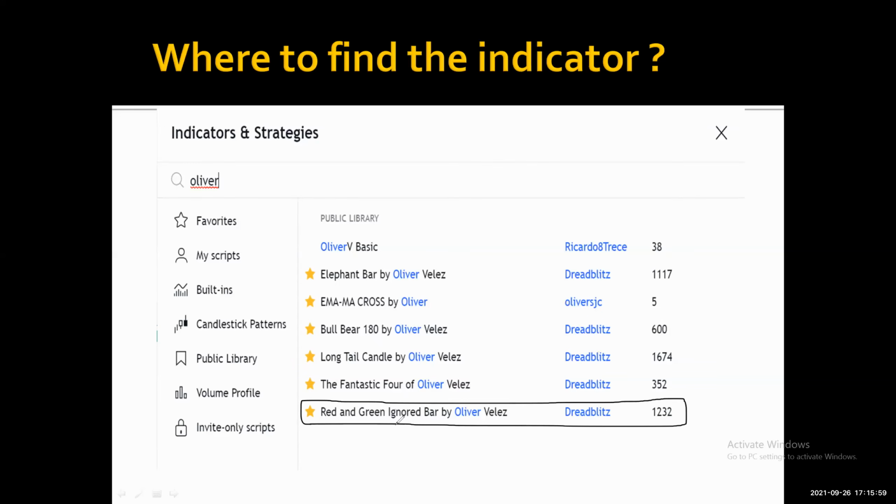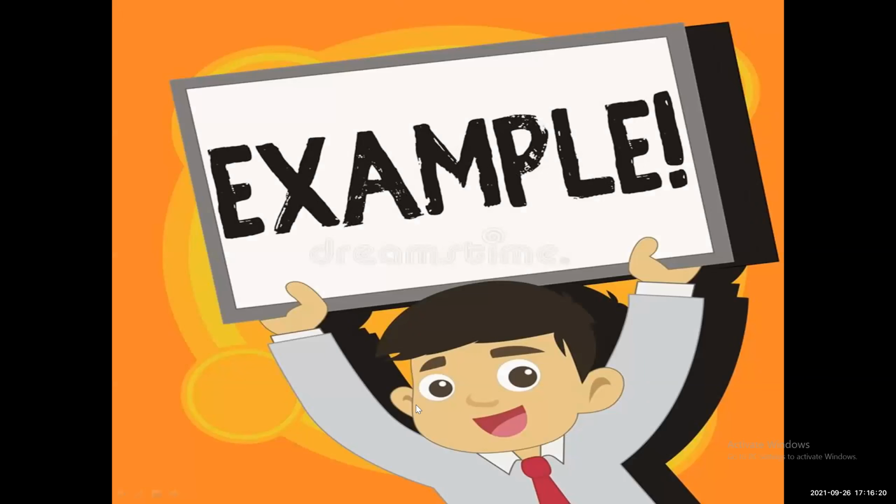हम ये सब बाद में जरूर करेंगे, but अभी हम इसी इंडिकेटर के बारे में बात कर रहे हैं। इसकी जो liking on the TradingView is 1232 and the author is Dread Blitz. Please take a screenshot. You will require it. Now we'll see some examples.